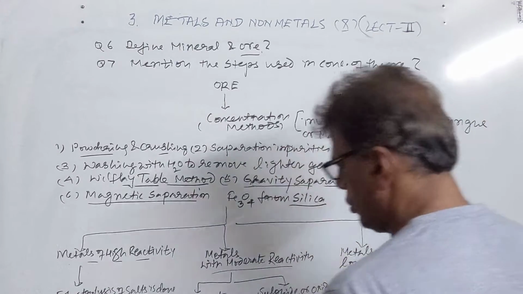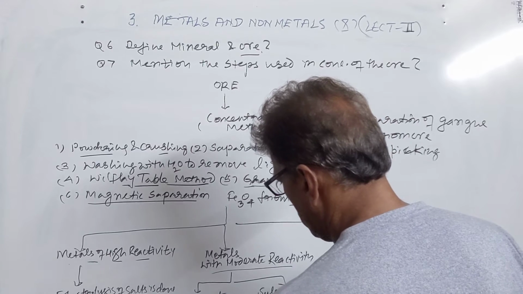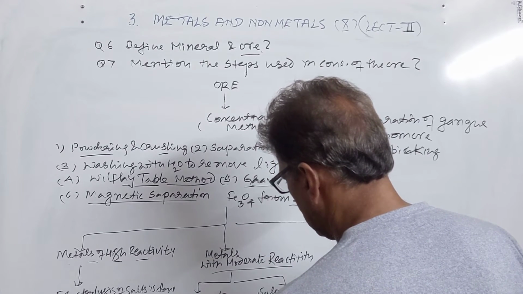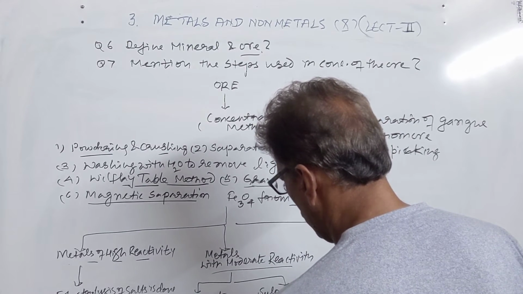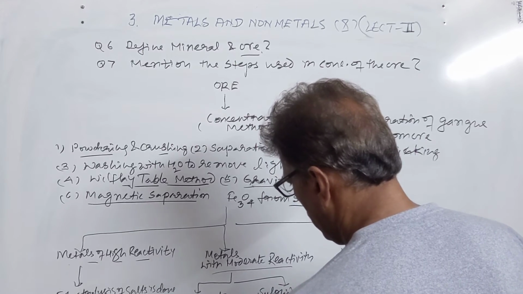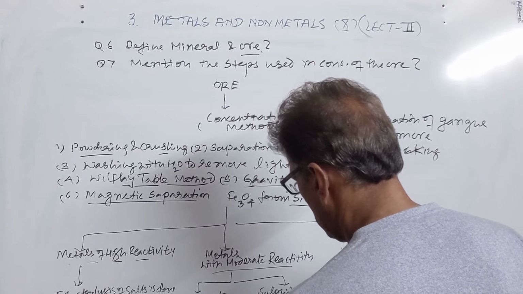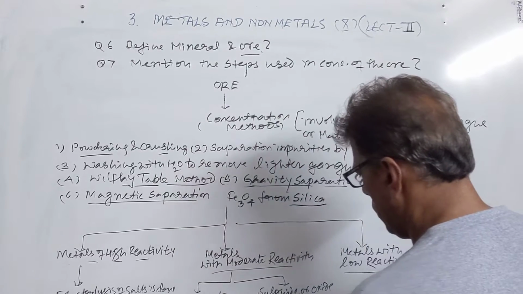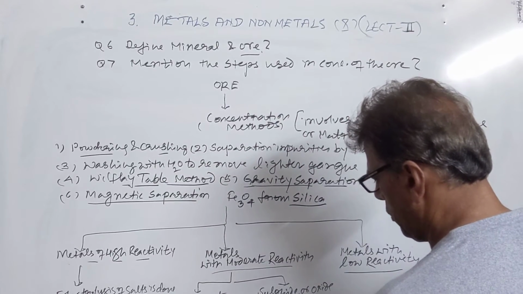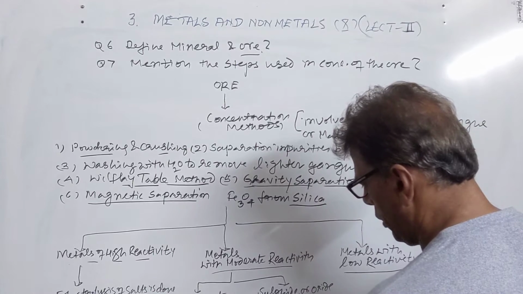Or hydroxide ores. Now these ores are subjected to calcination. What is calcination? Heating of the ore in the absence of air to get metal oxide. Roasting involves heating in excess of air. It will convert sulfide ore into oxide ore.